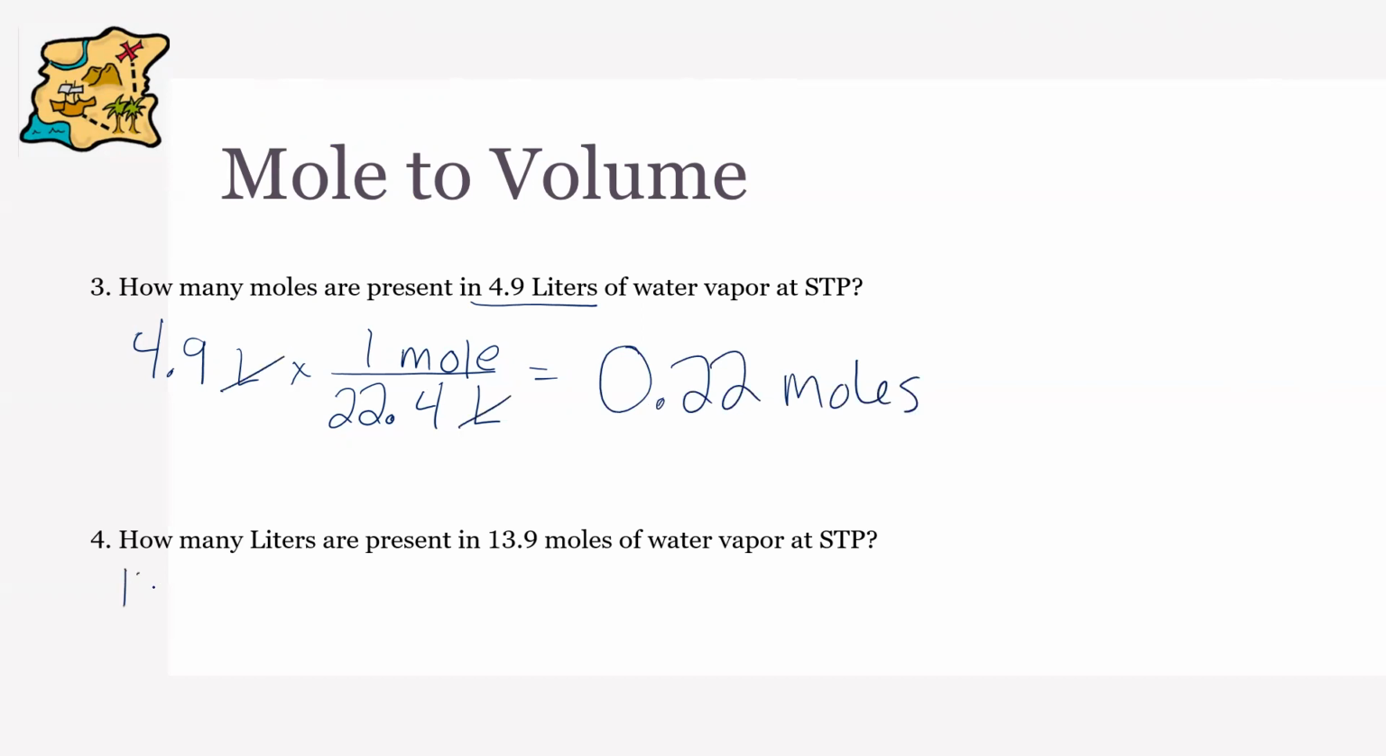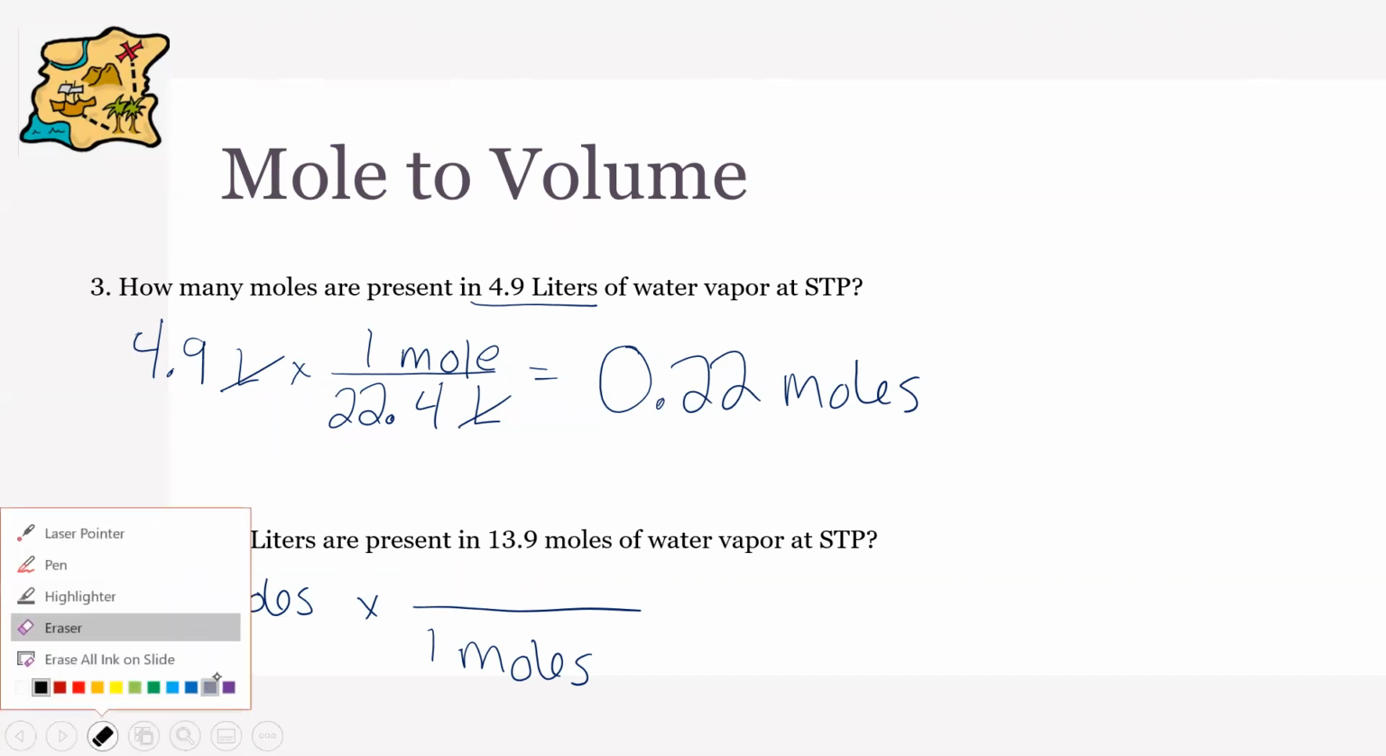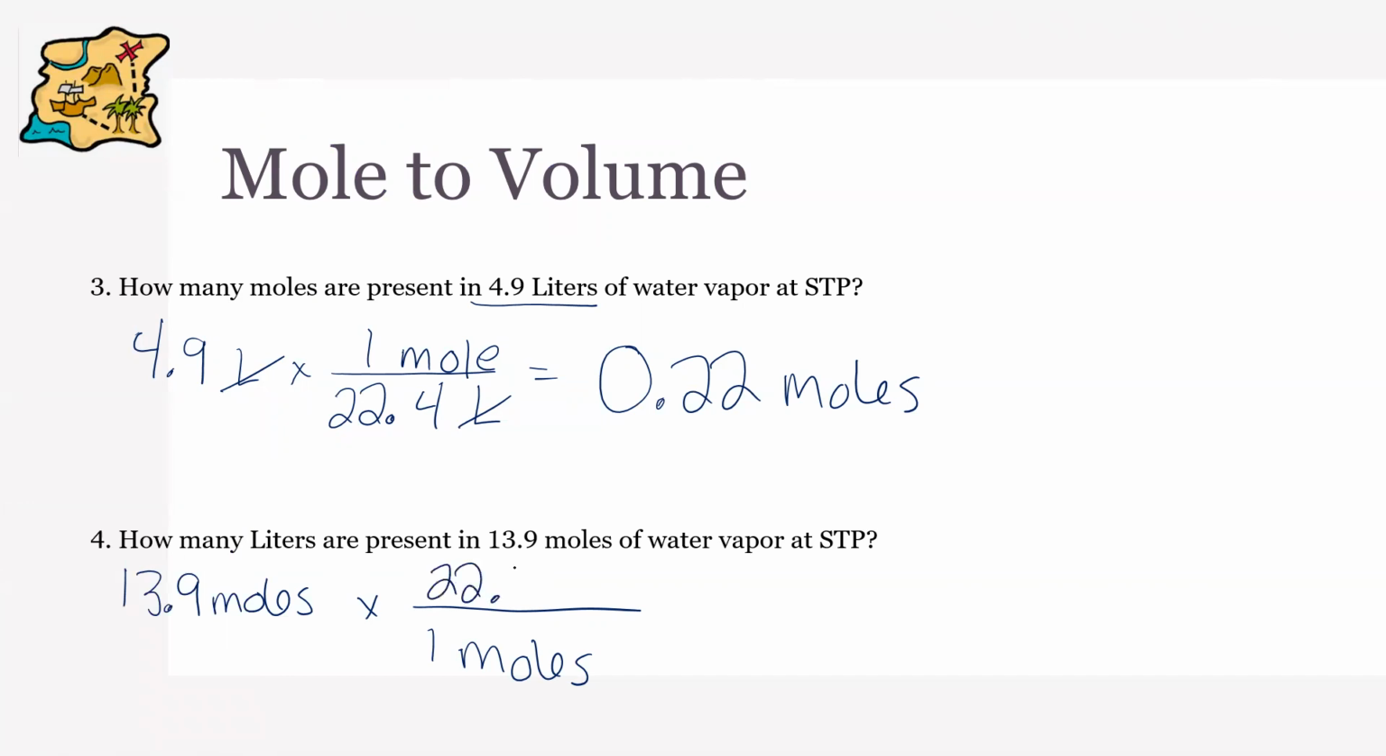Setting up our second one, 13.9 moles. Moles at this time will need to go at the bottom so we can cancel it. And 13.9, I lied, 22.4 is what we'll want to put at the top for our conversion, since we are trying to end up and convert into liters. Multiply and round to 3 sig figs, and we get 311 liters.